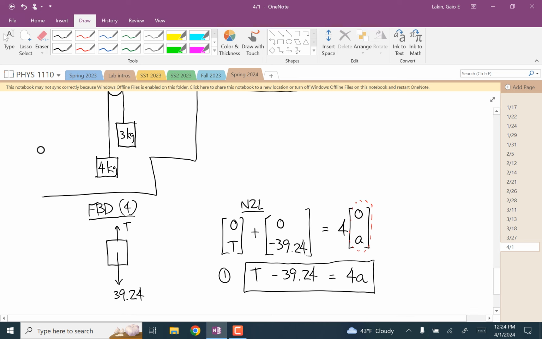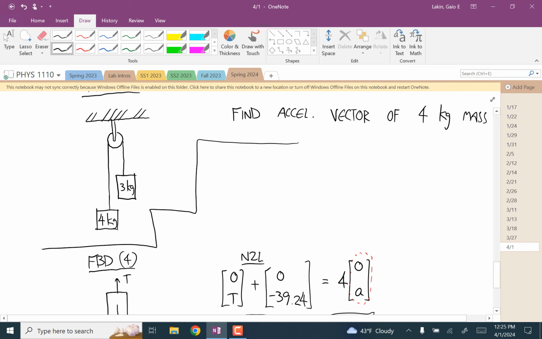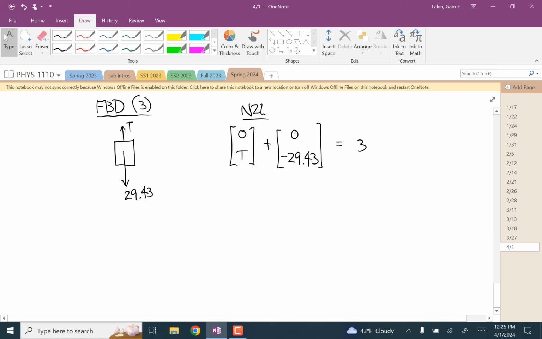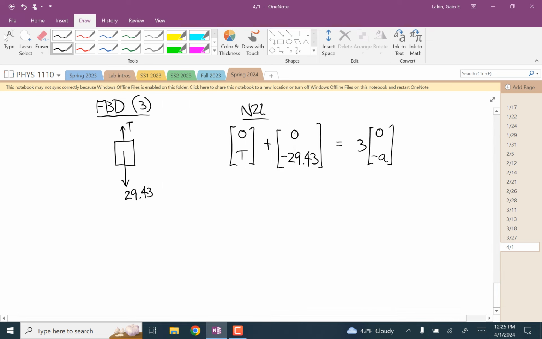Okay, well, our default was to say that the 4 kilogram is accelerating in the positive Y. So if you move the 4 kilogram 1 inch in the positive Y, where does the 3 kilogram go? An inch in the negative Y. And so this is 0, negative A. Again, that's backwards of what it's going to do once we calculate it, but that'll show up as A being negative, and it'll work out just fine.